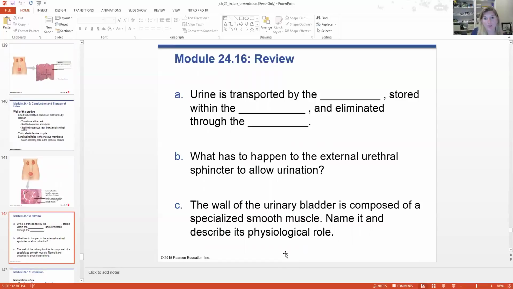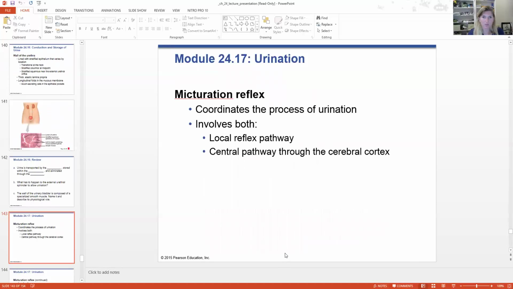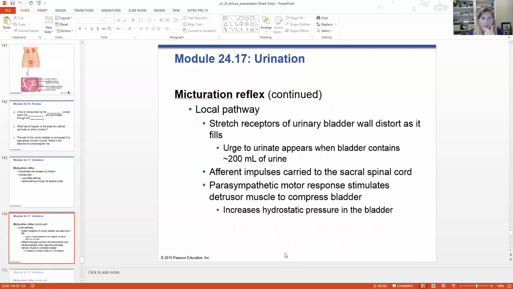And you can pause the video here, go back and review this section. We have one little section left, I believe, and that's on the process of urination itself, which is called the micturition reflex. This is the coordinated process of urination itself, and there's a reflex pathway, there's a local and a central pathway. Just like our defecation reflex, we had a short reflex and a long reflex that controlled that. We have the same kind of thing here.